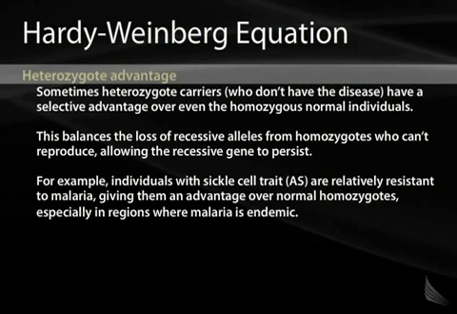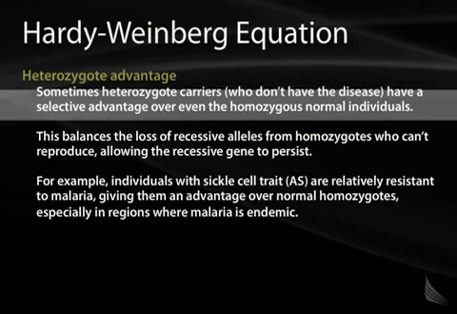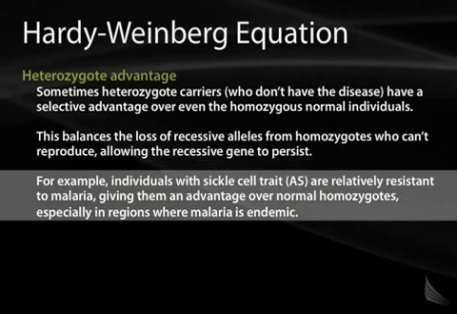The answer to that question, heterozygote advantage, right? Sometimes heterozygote carriers who don't have the disease have a selective advantage over even the homozygous normal individuals. And this balances the loss of recessive alleles from homozygotes who can't reproduce, allowing this recessive gene to persist. Example here we talked about in another section, the sickle cell trait, right? Heterozygotes are relatively resistant to malaria, giving them an advantage over normal homozygotes, especially in regions where malaria is endemic, so that mutation persists and that state of heterozygosity persists and we don't lose that allele frequency, therefore it can continue on.